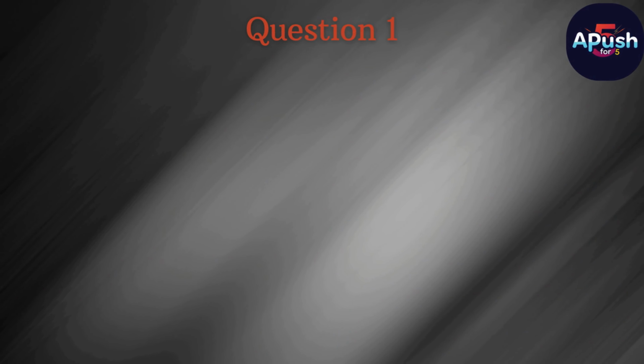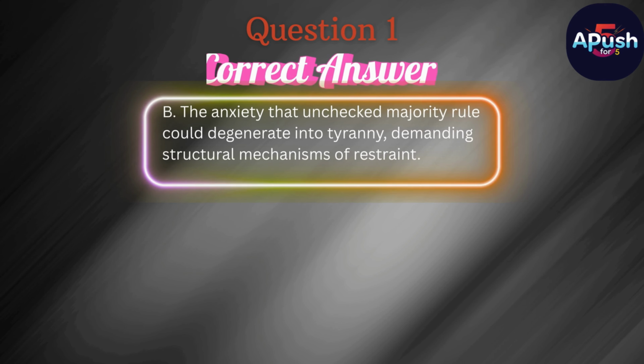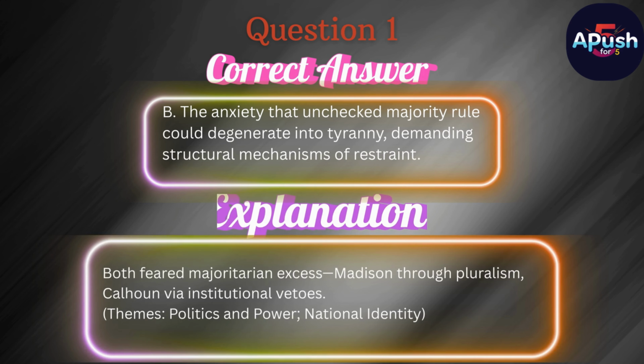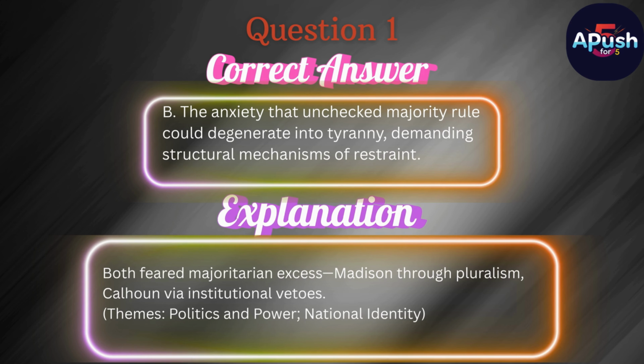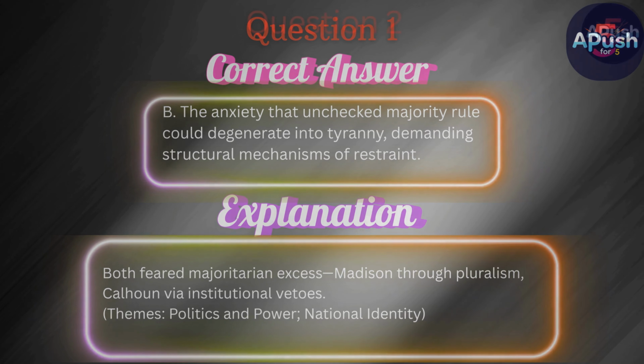The correct answer is B. The anxiety that unchecked majority rule could degenerate into tyranny, demanding structural mechanisms of restraint. Both feared majoritarian excess, Madison through pluralism, Calhoun via institutional vetoes.